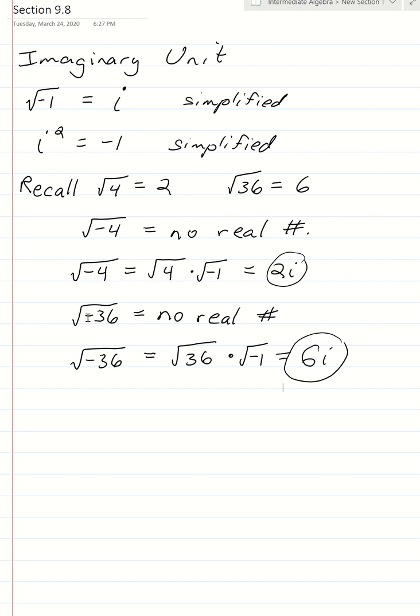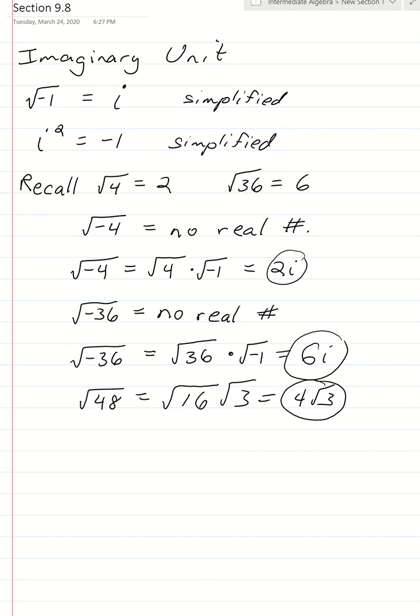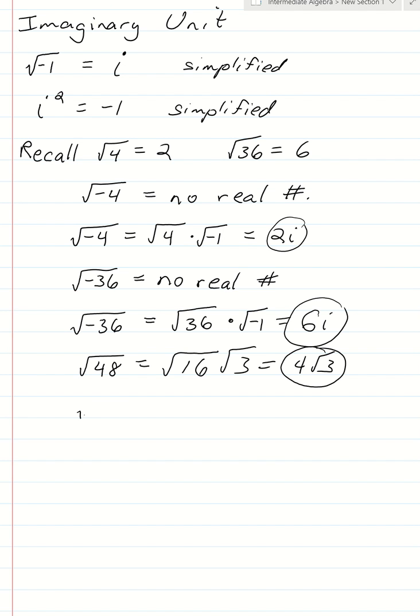We can also do this with, of course, the non-perfect squares. Remember when we took, let's say, the square root of a positive 48, we would break that up into the factors, let's say square root of 16 and the square root of 3, and that's how we got 4 square root of 3 as our simplified answer. Well, if we were to take the square root of, let's say, a negative 48, once again, initially, we would have had to say no real number.